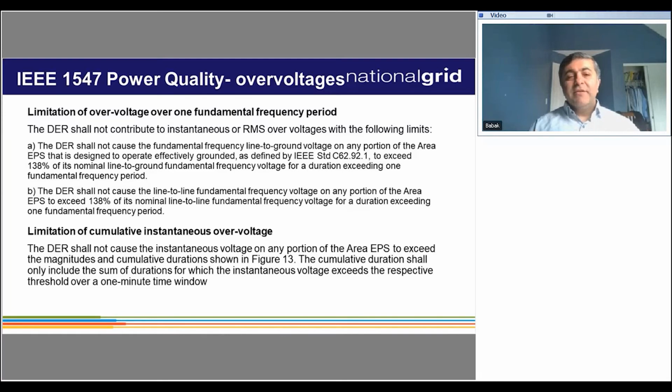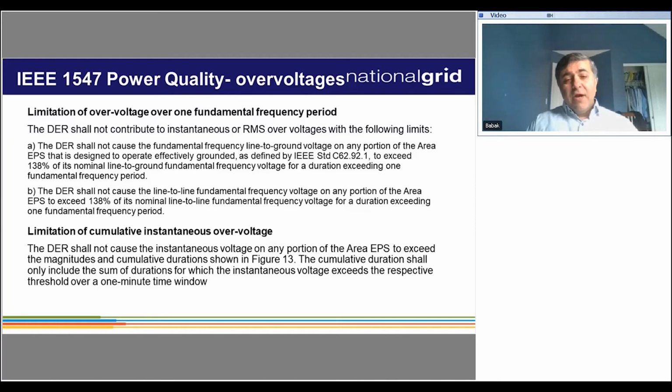The standard limits that by saying the DER shall not cause the fundamental frequency line to ground voltage on any portion of the area electric power system that is designed to be effectively grounded according to the IEEE C62.92.1 standard to exceed 138% of its pre-fault condition. That is actually the definition of an effectively grounded system. And the standard says, as you add more and more DER, that requirement, 138% overvoltage, cannot be violated even after DER connection to the grid.